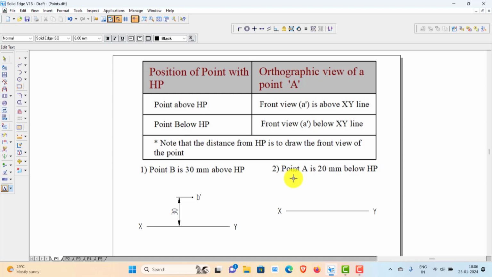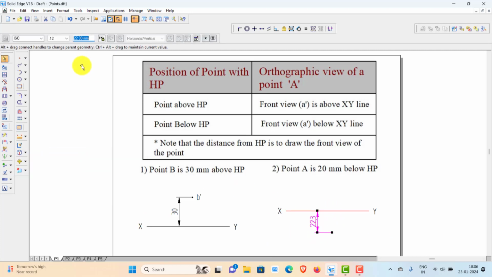Now another case where a point A is 20 mm below HP. When the point is below HP, its front view should be represented below the XY line. So I'll mark the point here below the XY line. Now I need to adjust the distance between this point and the XY line. I dimensioned it, and now I need to adjust the distance to 20 mm. So this is the front view of the point, and you need to name it as A dash.